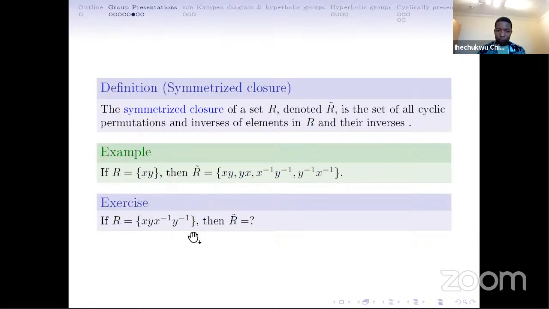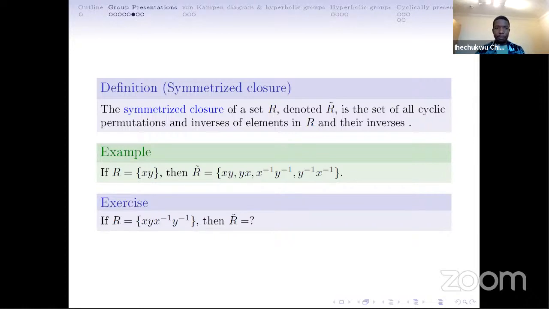So I would like everyone to try and write down what this is. As a hint, it's going to contain 8 elements. There are 4 cyclic permutations of this, and then you throw in the inverses of the 4 of them. So you're going to have 8 things. If you didn't get the definition, it's worth trying to write this down. I'm going to use it later.